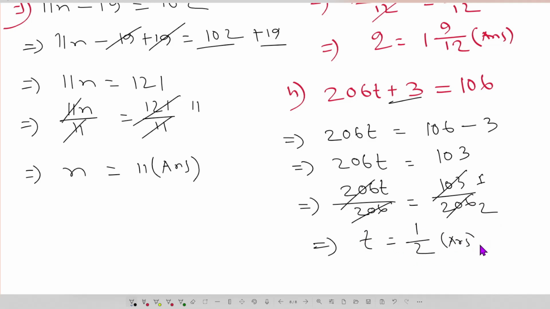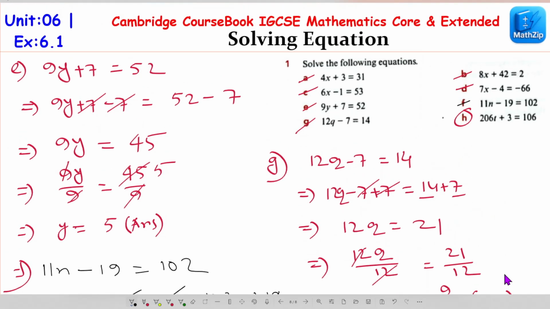So we have tried to solve these equations, and smoothly I'm trying to finish this one. It's a very important math topic for any kind of competitive examination, especially IGCSE or grade 9 and 10. So don't neglect this one, you should keep practicing at home.